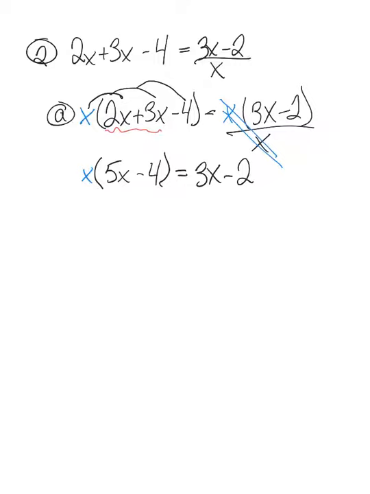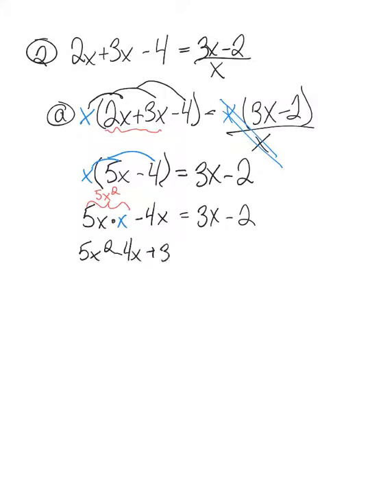So now we have to distribute through the x, which would be 5x times x, and that will be x squared, 5x squared, minus 4x equals 3x minus 2. So 5x squared minus 4x plus 3x minus 2, equals 3x minus 2.